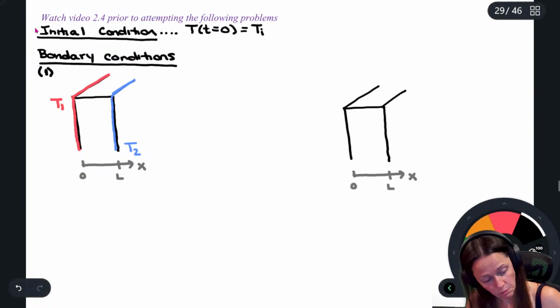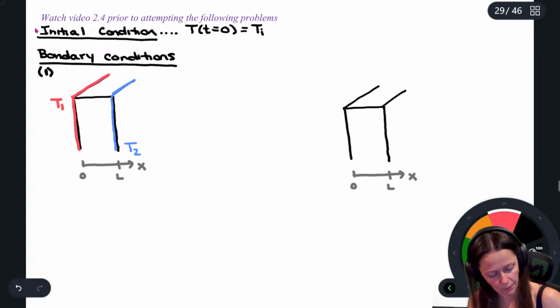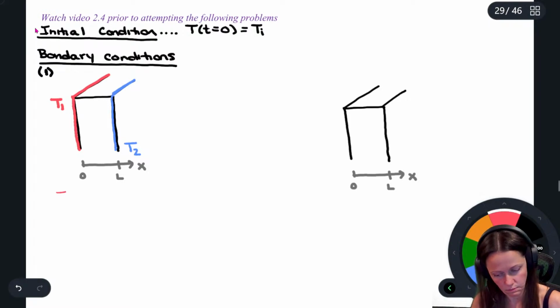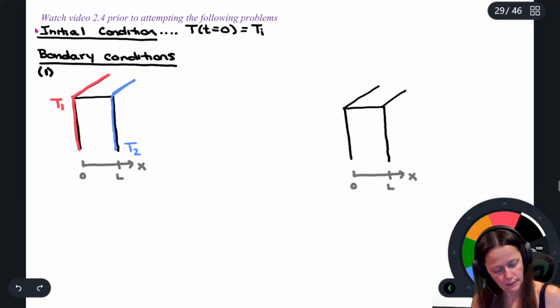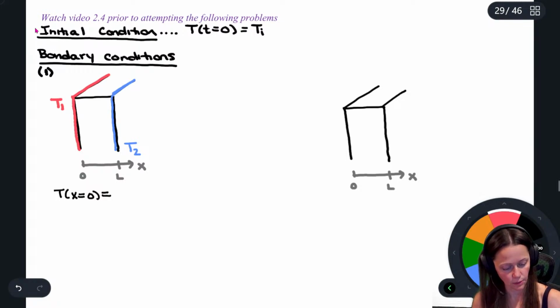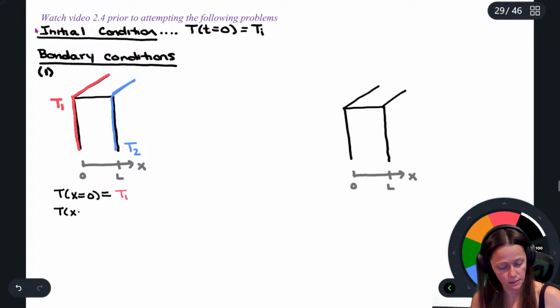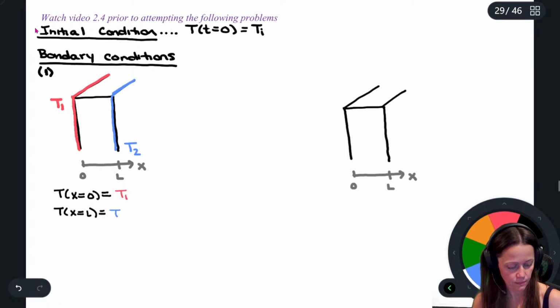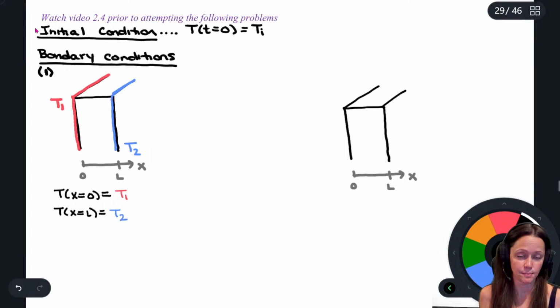Great. So the boundary conditions would be, all right, T at x equals 0 is equal to T1, and T at x equals L is T2, right? Easy peasy.